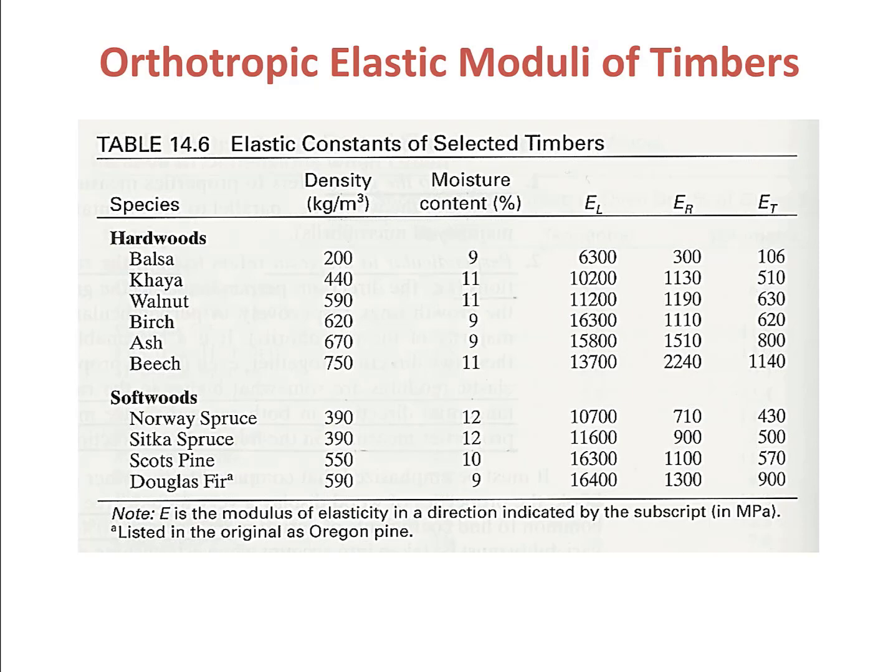This figure shows the density, moisture content, and Young's modulus for some typical timber specimens, including balsa, walnut, and ash, etc. So you can see the Young's modulus is different in different directions. So this is the Young's modulus in longitudinal direction, this is the Young's modulus in radial direction, and this is the Young's modulus in tangential direction. So in 3 different directions, we get 3 different values for Young's modulus.